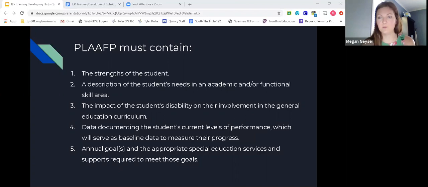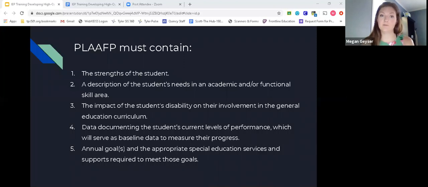Where's the breakdown? Number 3, a PLAAFP must include an effect on progress in the general education classroom. So this is an explanation of how the disability affects the student's involvement and progress in the general education curriculum.